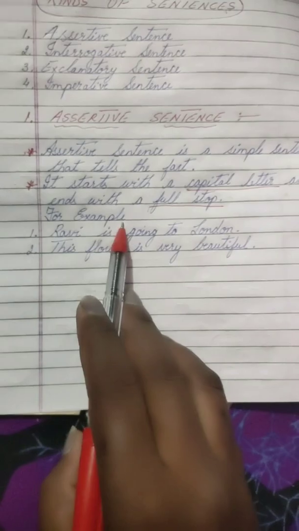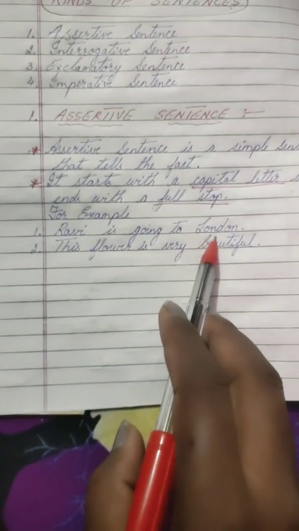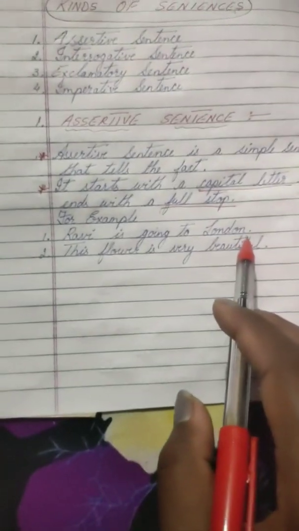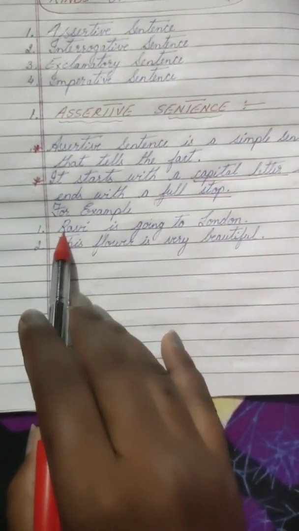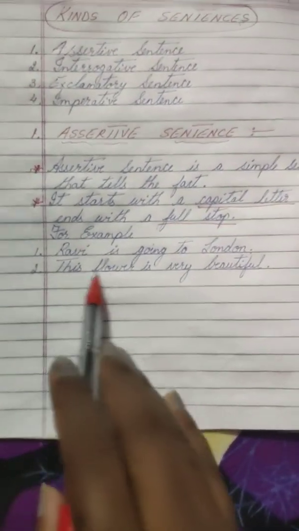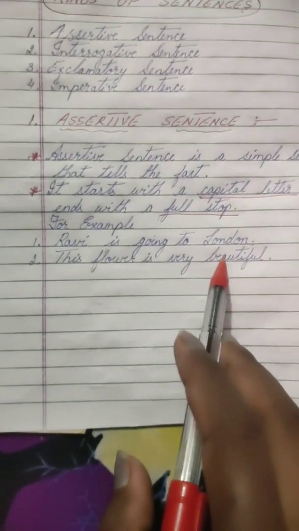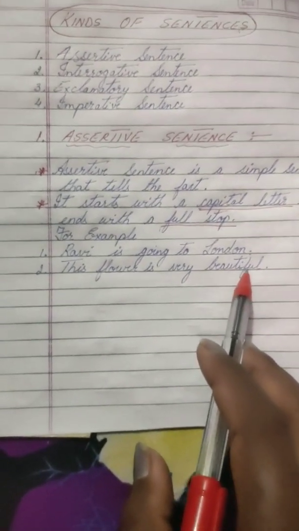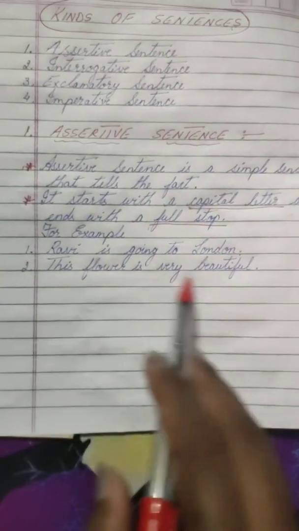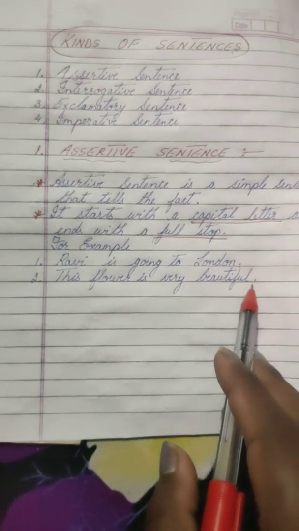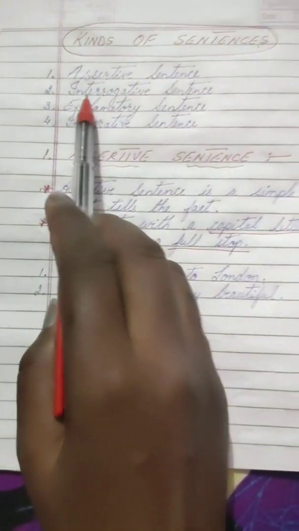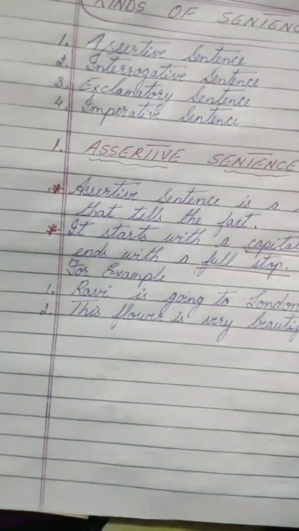Now, for example, Ravi is going to London. तो इसमें तो कुछ बात छुपी नहीं है. रवि है एक लड़का जो कहाँ जा रहा है? लंदन जा रहा है. So see, this sentence is starting with a capital letter and ending with the full stop. Now another sentence says that this flower is very beautiful, and you know that flowers are really very beautiful. So ये तो fact वाली बात है. And now this sentence is starting with the capital letter and ending with the full stop. So understood what is assertive sentence? Now let's talk about the second type of sentence, that is interrogative sentence.